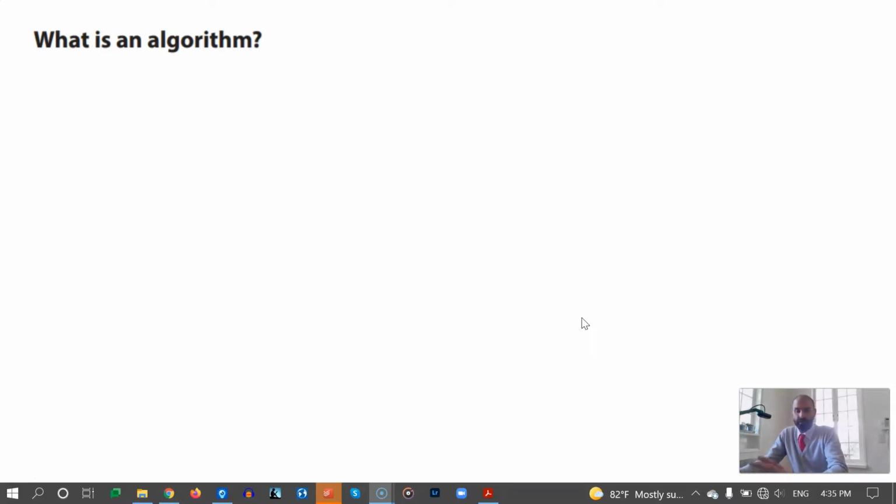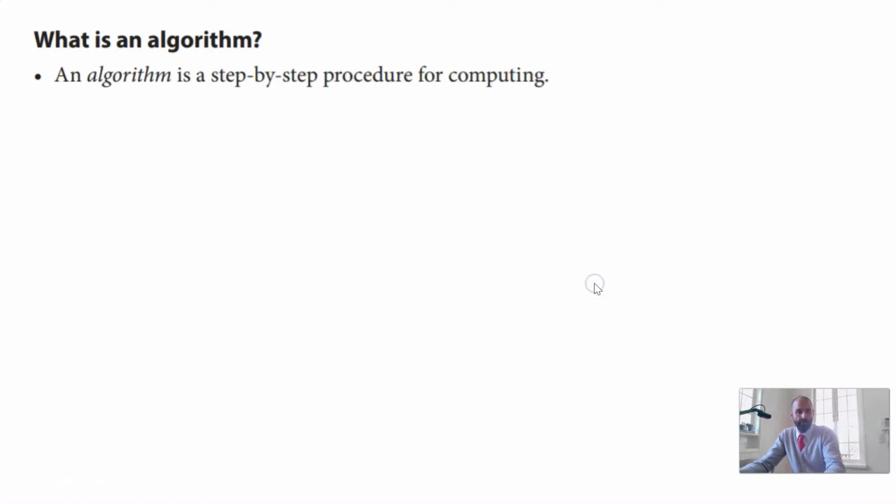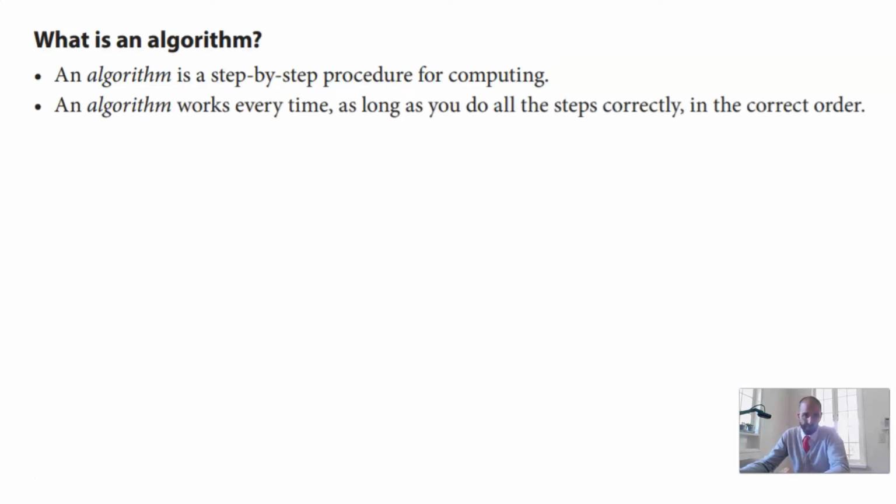All right, so these are the things that an algorithm is. Number one, it goes step by step. So it says this is the first thing you do, this is the second thing you do, this is the third thing you do, and it's all about computing and putting numbers together. Another thing an algorithm is that every time you do it and you do it correctly, you will always, always, always get the right answer.